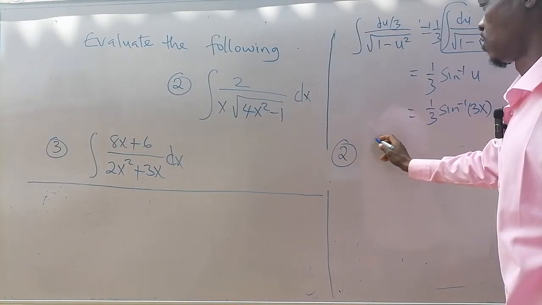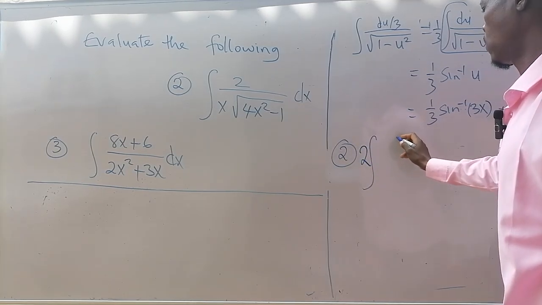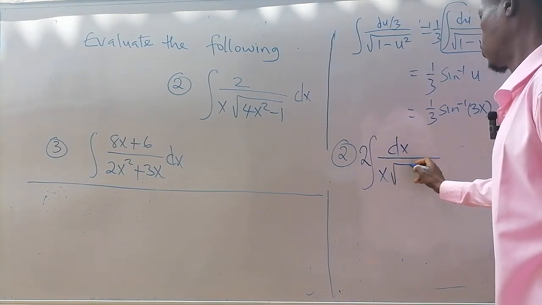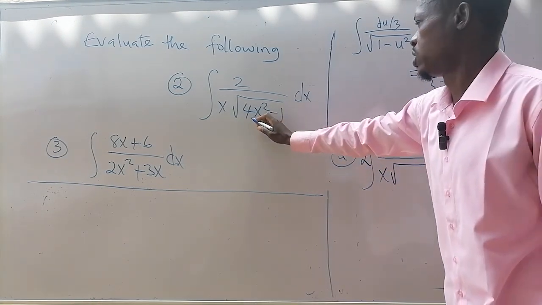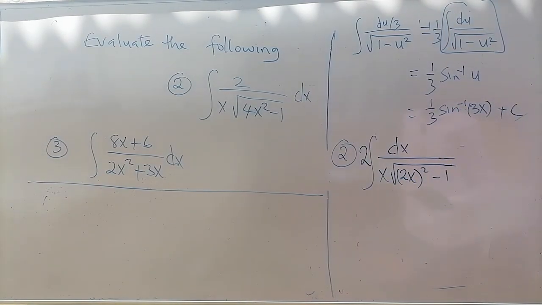It's going to be use of direct table. We can take the 2 out. So we have dx all over x and square root. I'll make this one 2x squared minus 1. So it's a direct table. 2x squared minus 1. That's what we have.